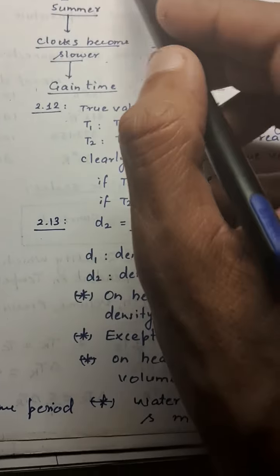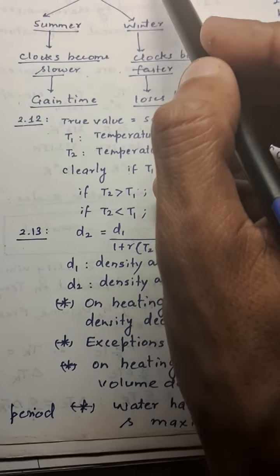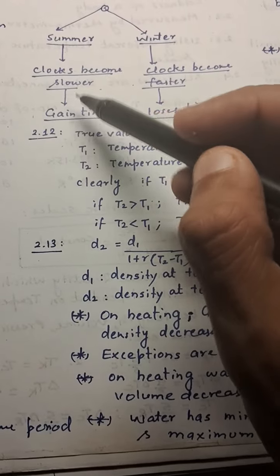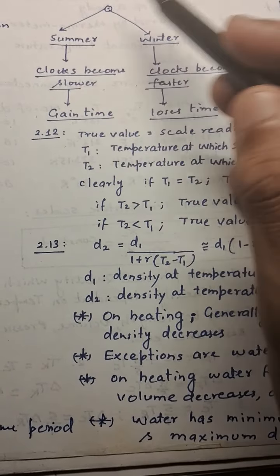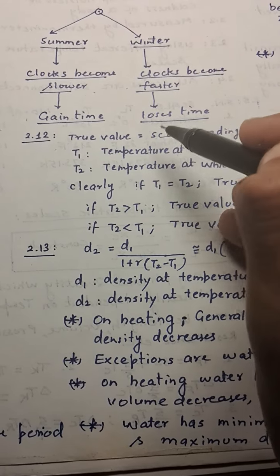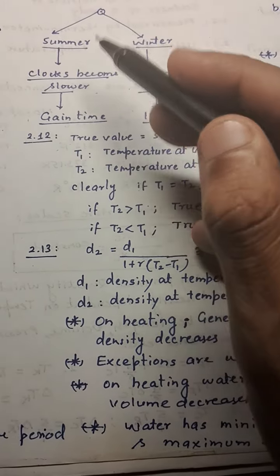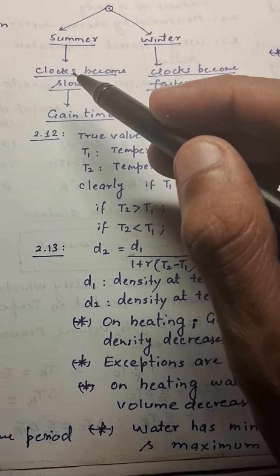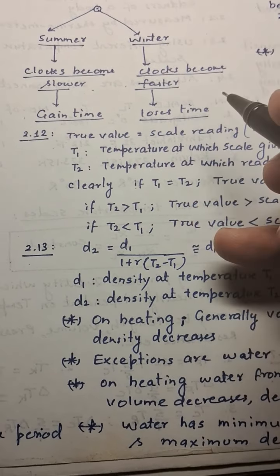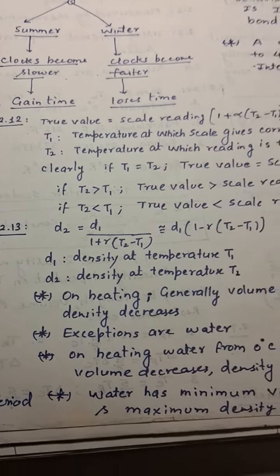to find 100 times delta T by T, which is the percentage change. Now the thing is, during summer the clock becomes slower, or we say that it has gained time, and during winter clocks become faster. We can say that it loses time. So during summers clocks become slower, and during winters clocks get faster and lose time.